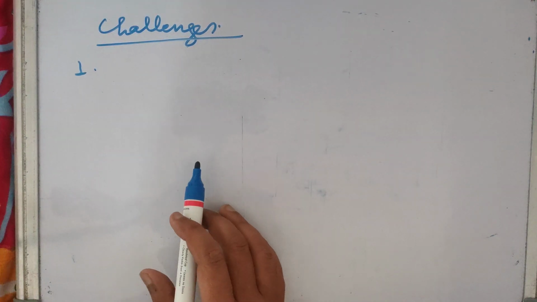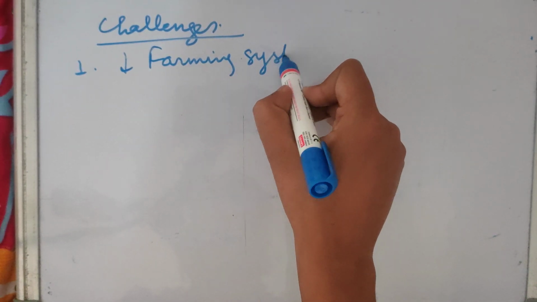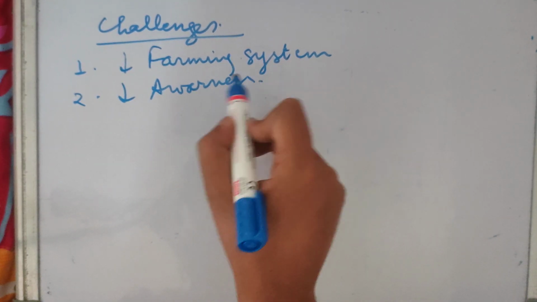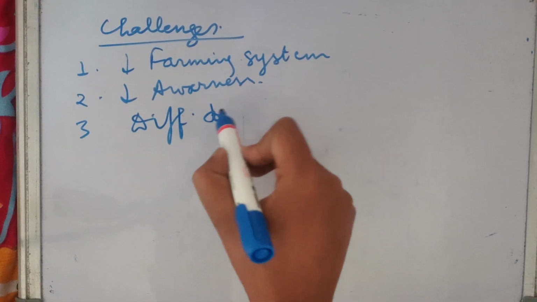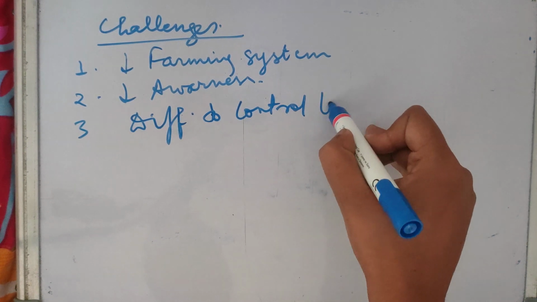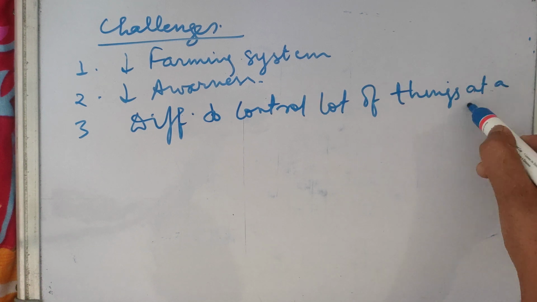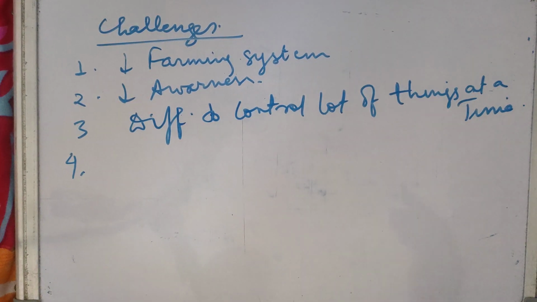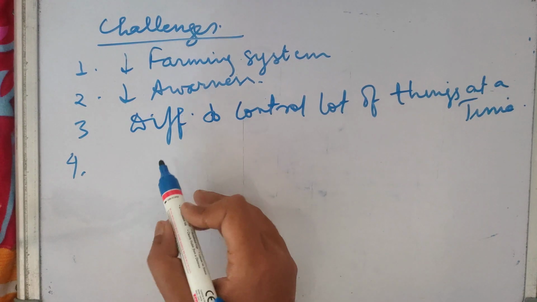First of all, there is a lack of proper farming systems. There is low awareness among farmers, and as a lot of things are happening at one time, it is difficult to control a lot of things at a time. Also farmers get confused because at a time we give so much knowledge to them, so many multi-dimensional projects and practicals, so it makes things difficult.